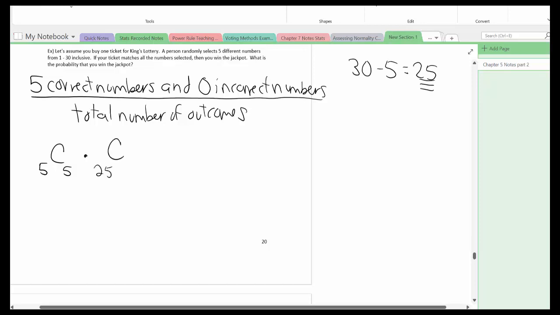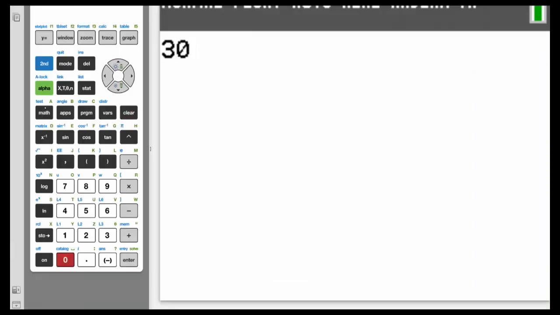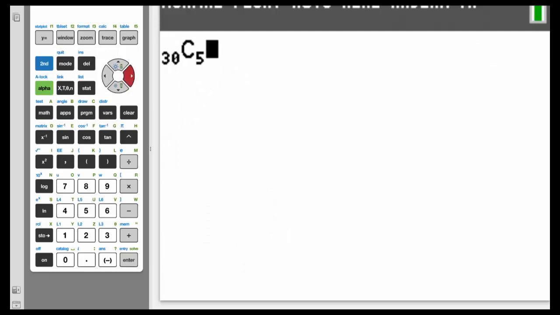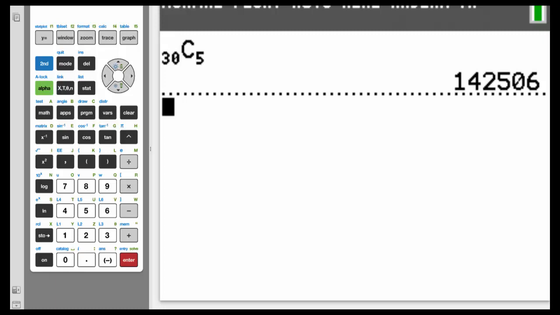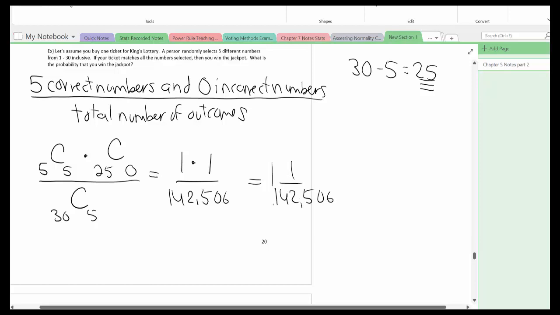So that is a combination of 25 numbers that are not selected, and you select 0 of them, divided by the total number of outcomes. Well, there's a total of 30 numbers, and you are selecting 5 of them. A combination of 5 things taken 5 at a time is 1. A combination of 25 things taken 0 at a time is also 1. Let's put in the calculator the combination of 30 things taken 5 at a time. So we can put this in with the 30. And remember, that's math, prob, and then go down to NCR, type in the 5, hit enter, and we get that number here. So let's put that on our paper now. Okay, so that's our denominator, and of course 1 times 1 is 1. So here's our probability.